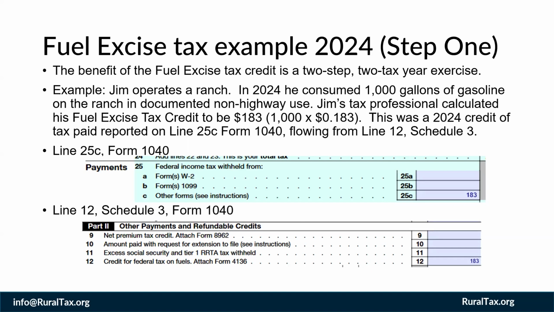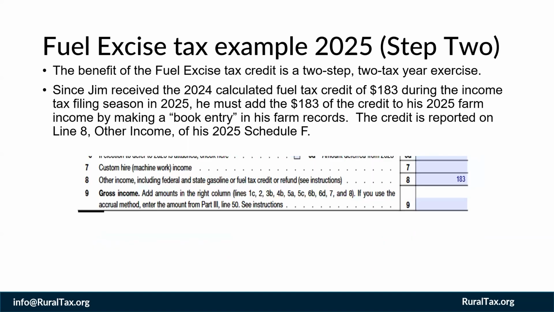Then from Schedule 3, it flows to the payments, and it goes on to line 25C of Form 1040, as you can see there. And so it's a credit against the tax. So here's where he gets the income tax benefit of that. But because he gets the income tax benefit, the tax benefit rule applies. And so in the subsequent year, which would be 2025, he has step 2 applied. And this is going to be where he has to report that income, that credit.